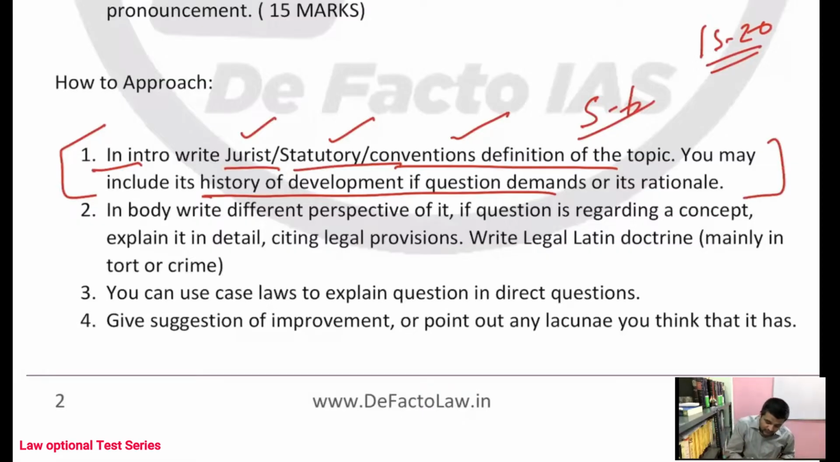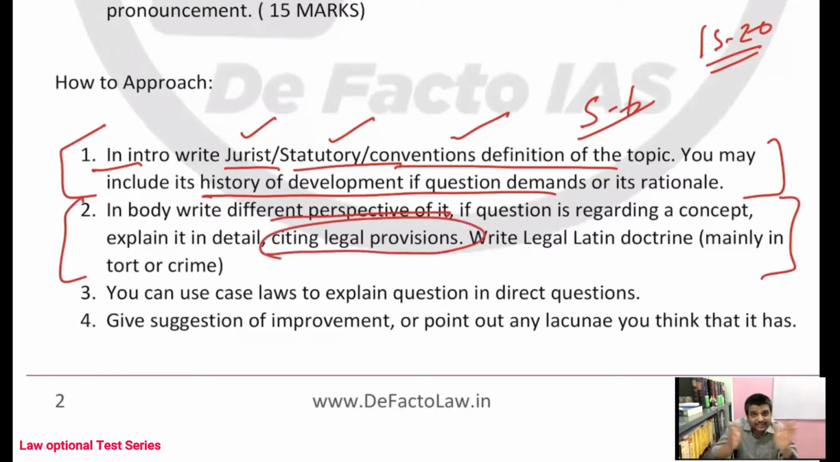Understand? Then you will come to the body part, in which you will go into the detail of that particular concept. There you will write if there is any Latin provision. If there is a legal provision, then you will write the whole section which provides for that. If you do not remember the whole section, substantially writing about it will also be okay. You need not pinpoint each and every word. Similarly, you go about writing its different perspectives.